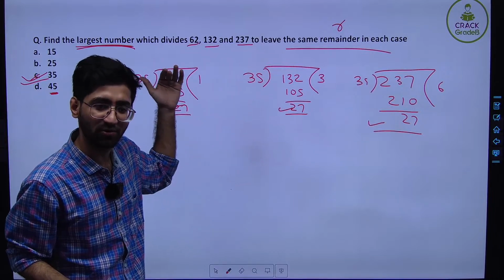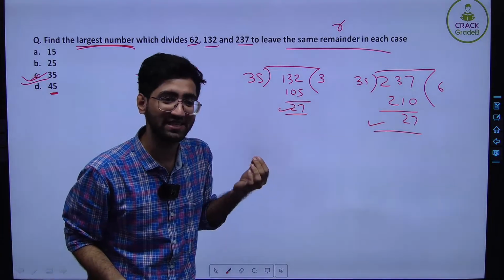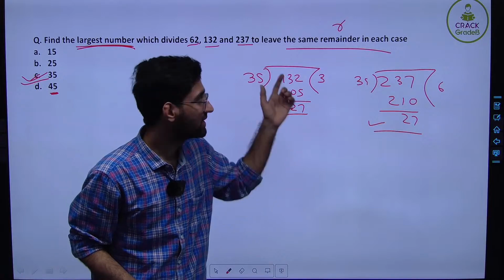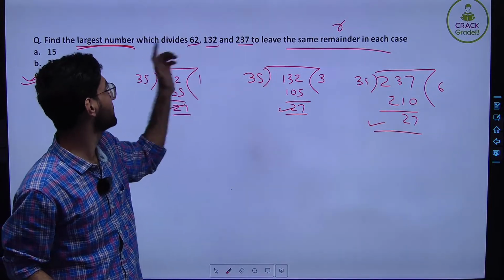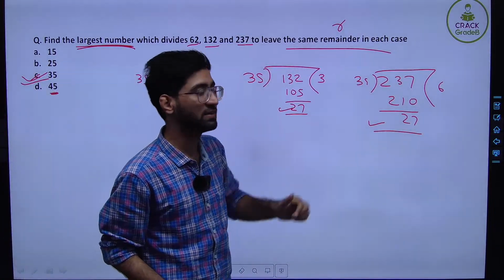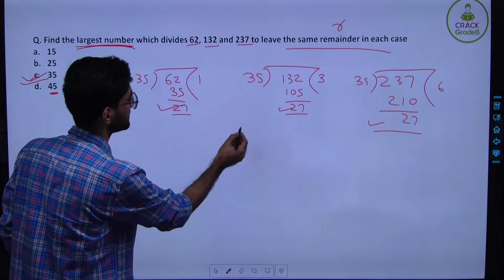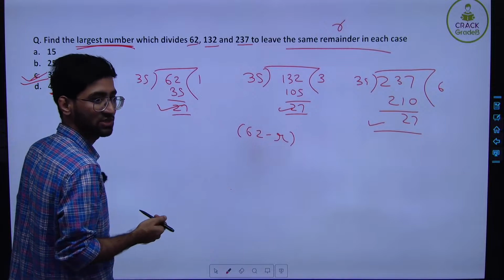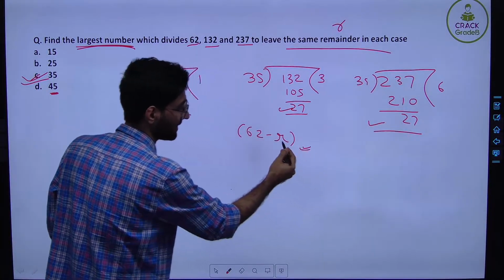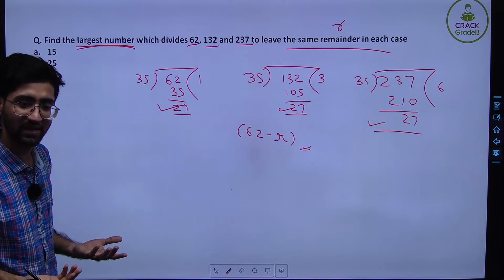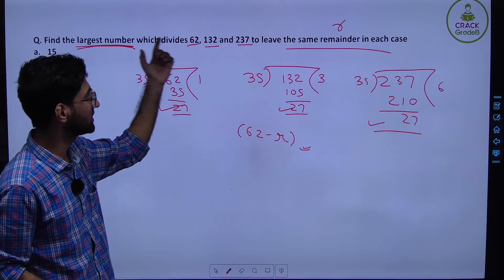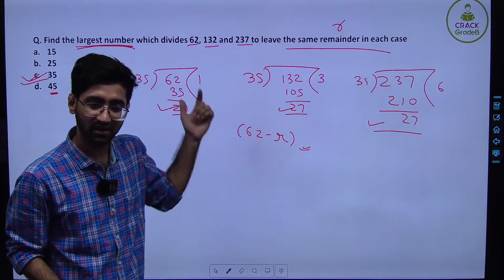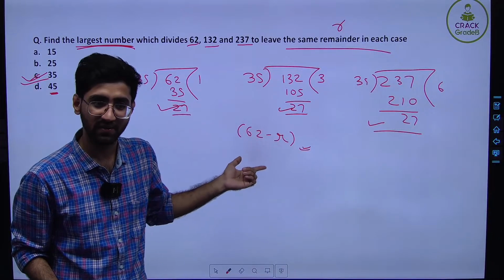Try to recall earlier questions. In one question, the remainders were 5 and 7, right? In one question there was a remainder of 2, right? So in this question, if you divide these numbers by the largest number, you are getting the same remainder in each case. What does it mean? It means that if you subtract r from 62, that greatest number can divide it. Earlier when we were dividing 62 by that number, we were getting remainder r, so we subtracted r. Now that greatest number can divide this number, right?